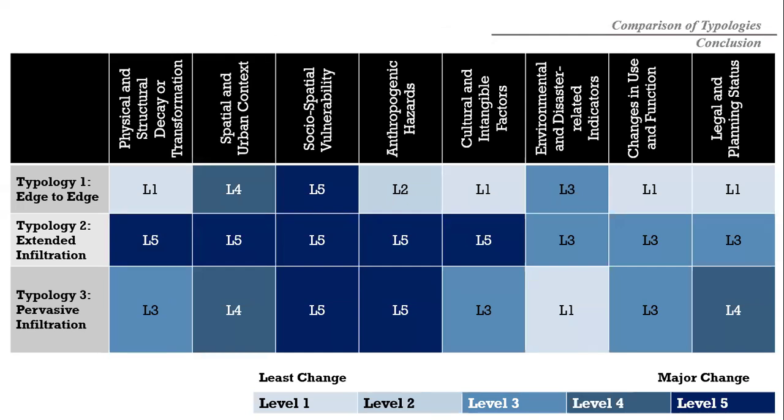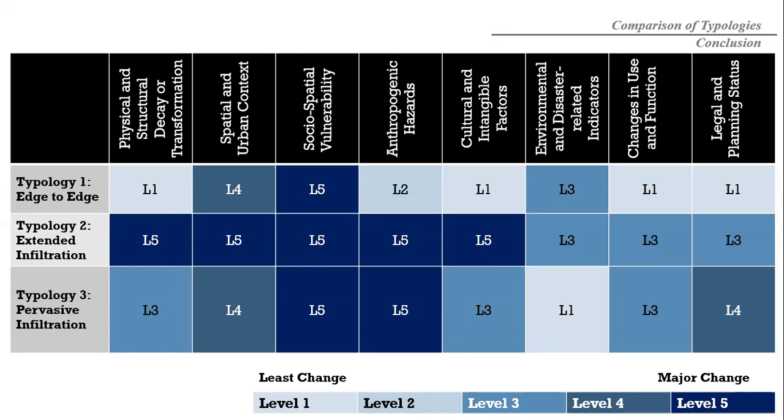In conclusion, the three typologies were read, understood, and compared through 8 significant parameters referenced from other texts. They are physical and structural decay or transformation, spatial and urban context, socio-spatial vulnerability, anthropogenic hazards, cultural and intangible factors, environmental and disaster-related indicators, change in the use and function, and the legal and planning issues.